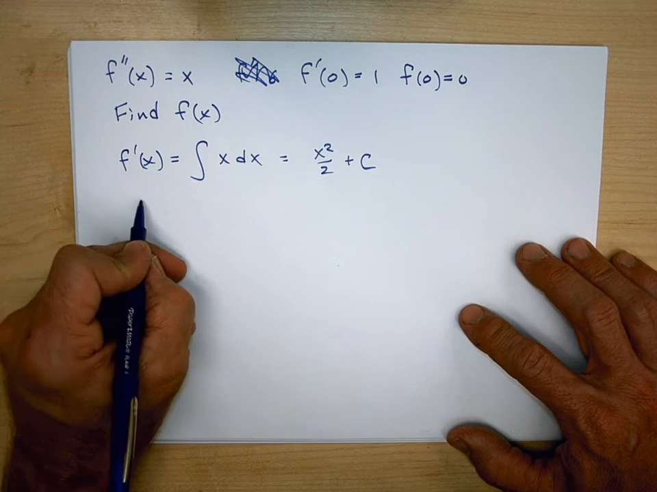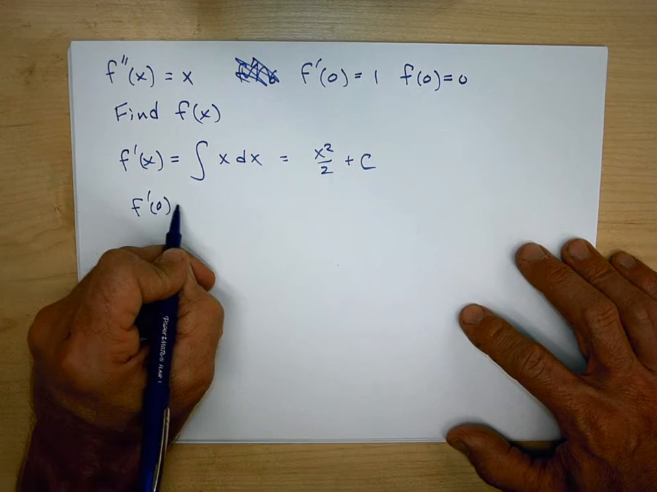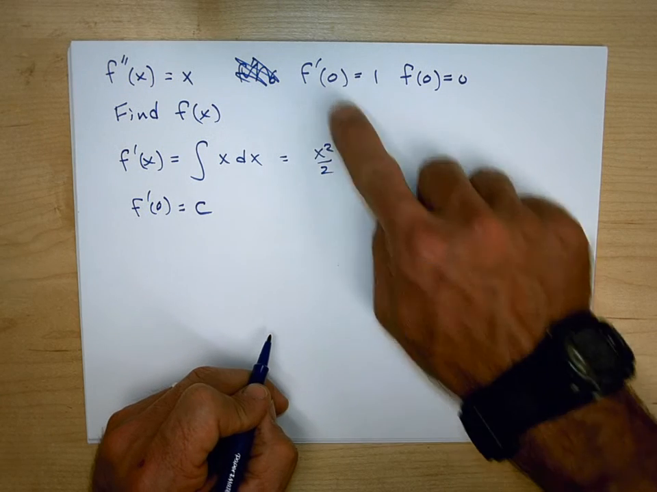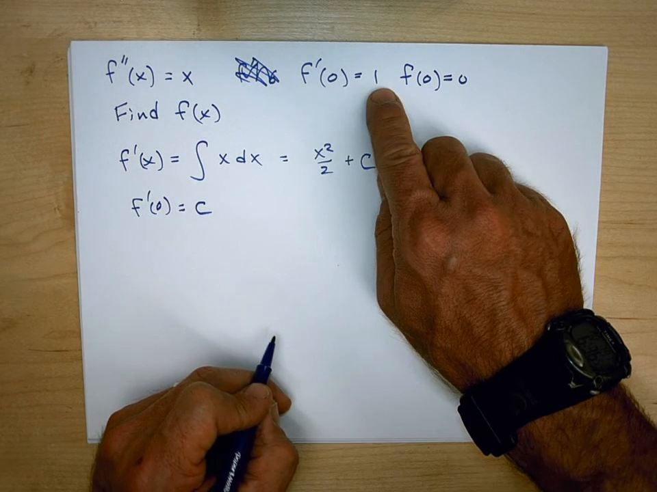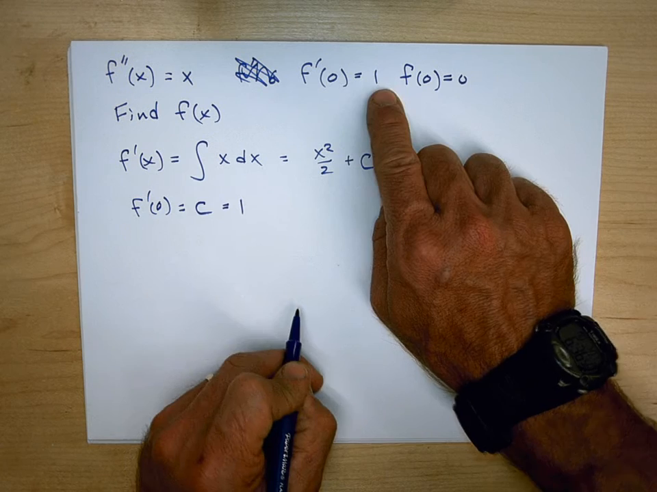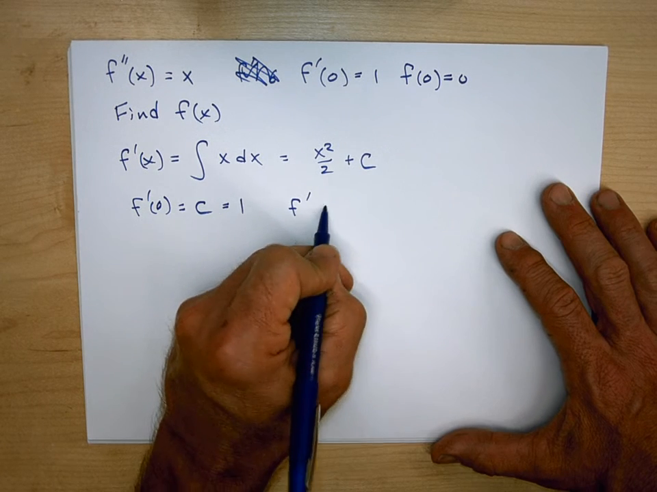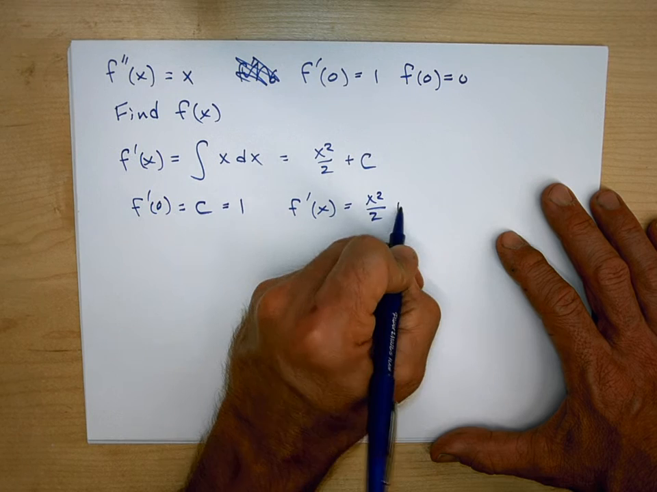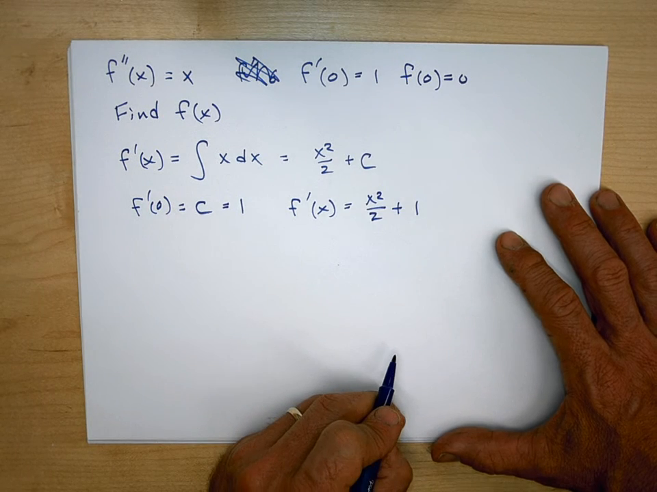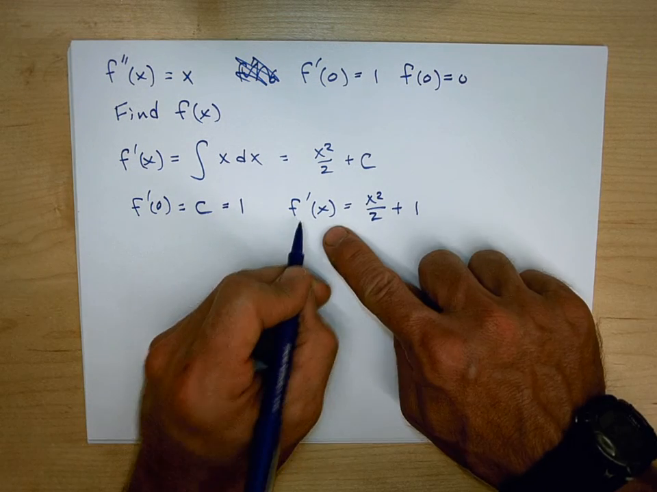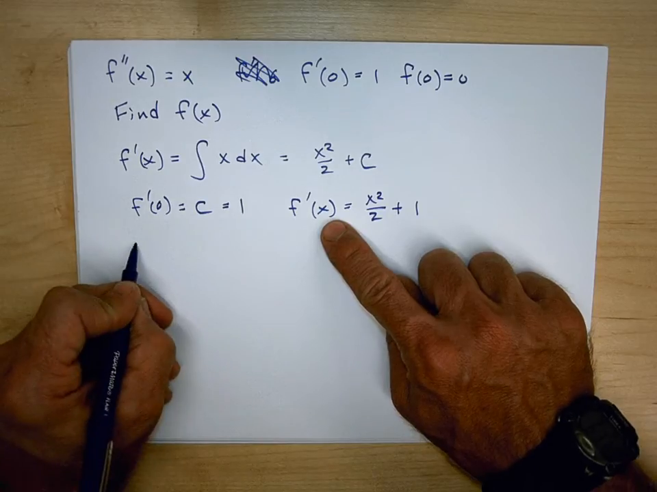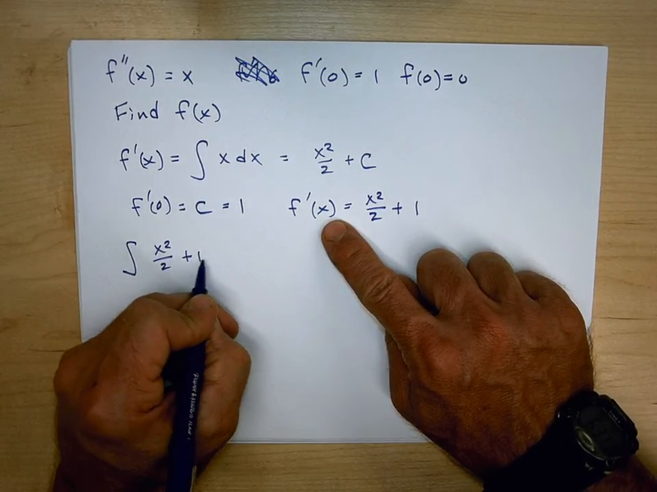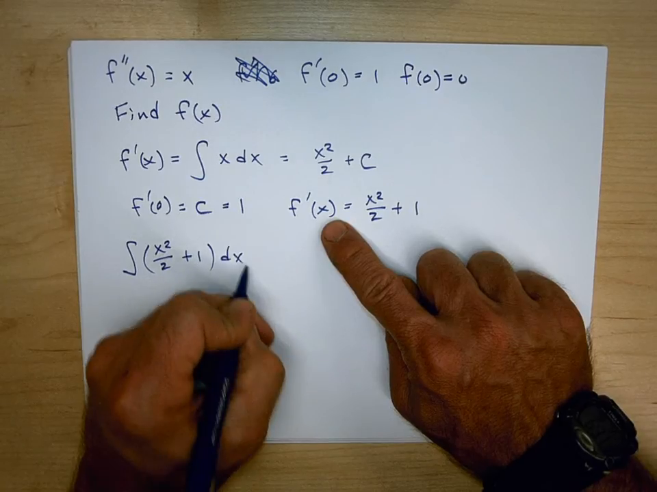That means that f prime of 0 just equals c, if we put in 0 for x. But we also know that f prime of 0 equals 1, so that means that c equals 1. So that gives us a particular solution for f prime. It's x squared over 2 plus 1. Now, to find f, I have to take the antiderivative of f prime. So the integral of x squared over 2 plus 1 with respect to x.